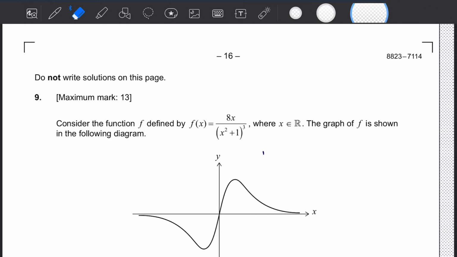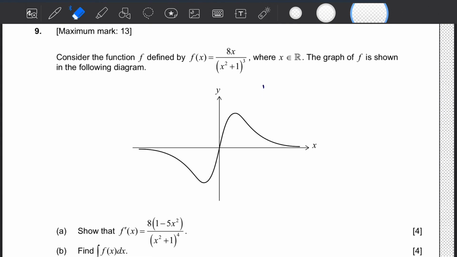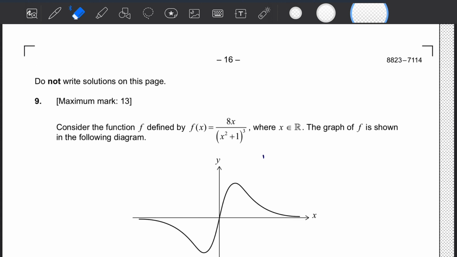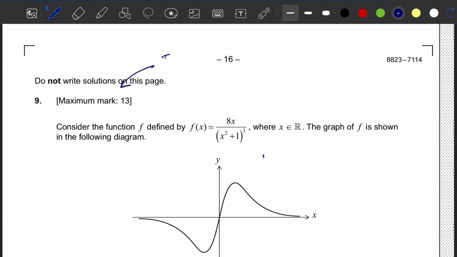So question number 9. When you look at this question, it is talking about the derivative, integration, and area. This means the question is derived from topic 5 of your curriculum. Topic 5 is calculus, right?